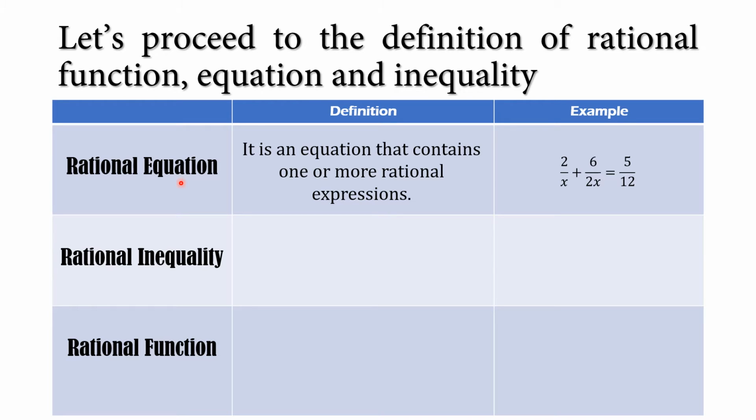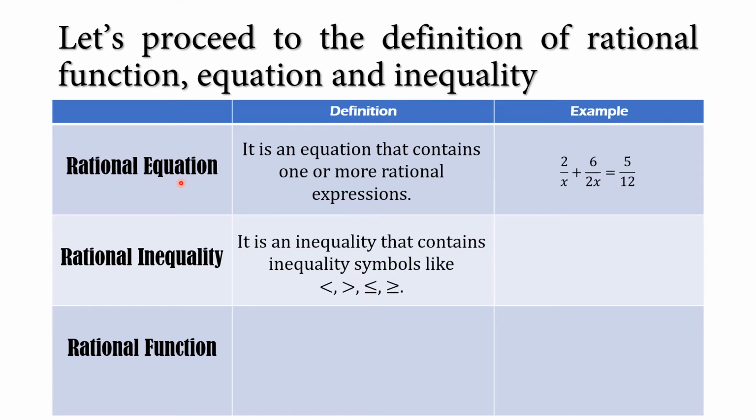Next, rational inequality. By the word itself, it is an inequality that contains inequality symbols. Not only inequality symbols, but also rational expressions. Okay, here is the example. 7 all over 2x minus 3. It is an expression in a fractional form. When we say expression in a fractional form, it refers to rational expression. Okay, that is greater than or equal to 1 over x. Since there is an inequality symbol, this is a rational inequality.